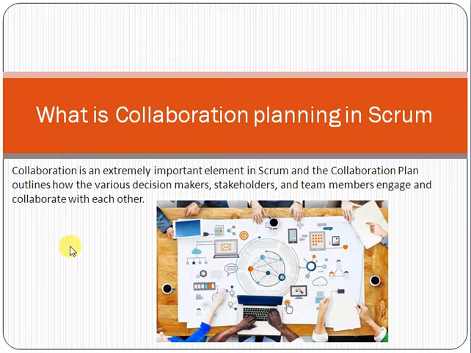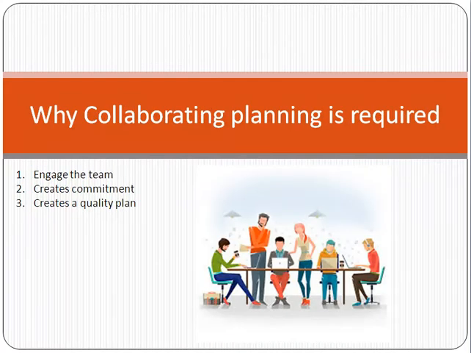Unlike traditional project management planning, in Scrum not a single person is doing all the things or all the planning. The whole team is collaborating: they are discussing, they are focusing, they are self-responsible, and they are giving inputs. So responsibility is not only on one person; the whole team is responsible for the planning. Now why do we need collaboration planning? Because we have to engage the team.